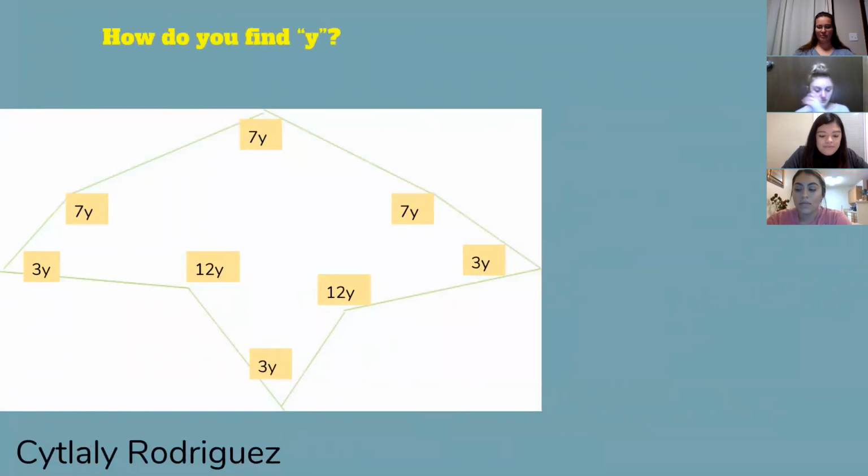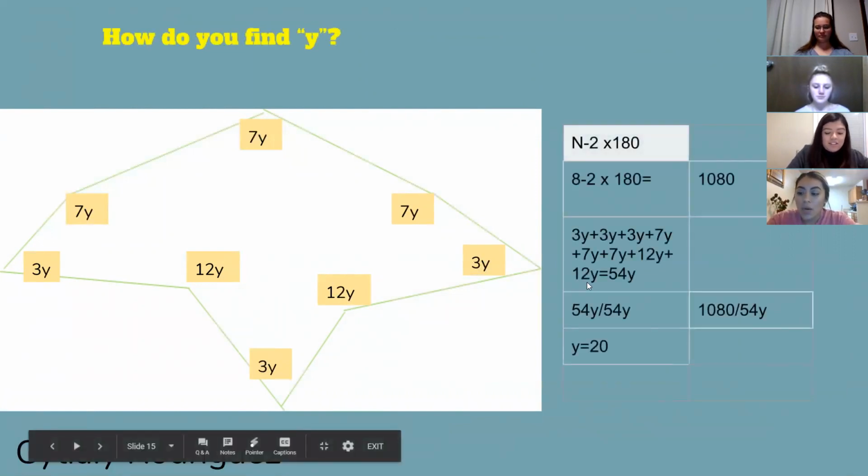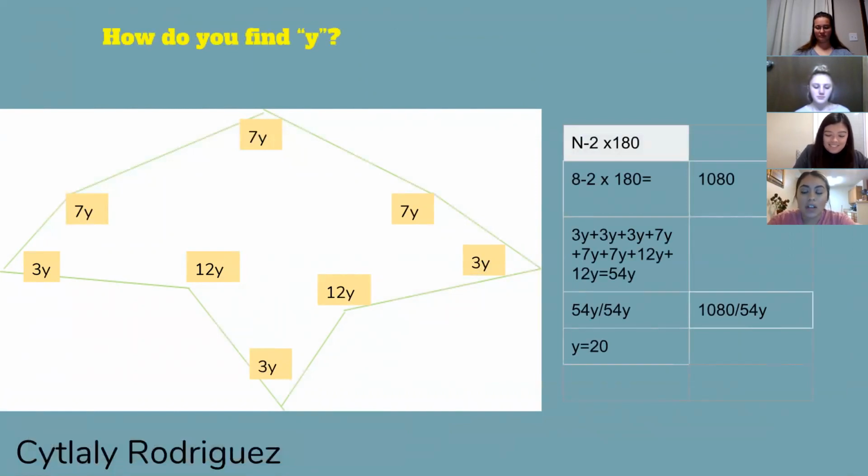Cece, in the given concave polygon, how do we find y? Excellent question, Jessica. Let's get started. We have to count the number of sides this polygon has. In order to get that, we count each individual side for the complete shape. We notice that we have 8 given sides. We also know the equation is n minus 2 times 180. So since there are 8 sides, we plug that number in for n. This would look like 8 minus 2 times 180, giving us 1,080.